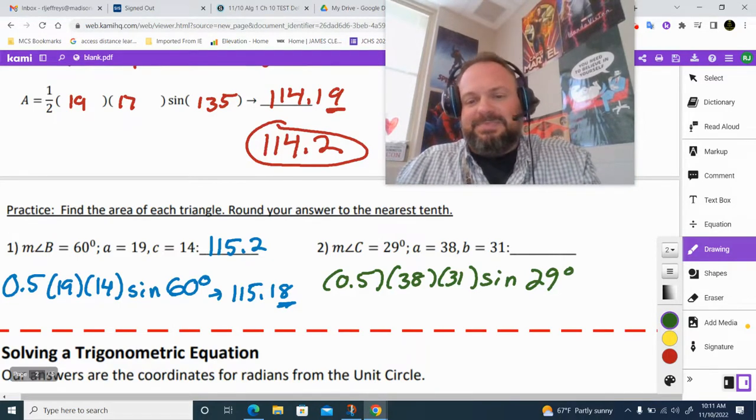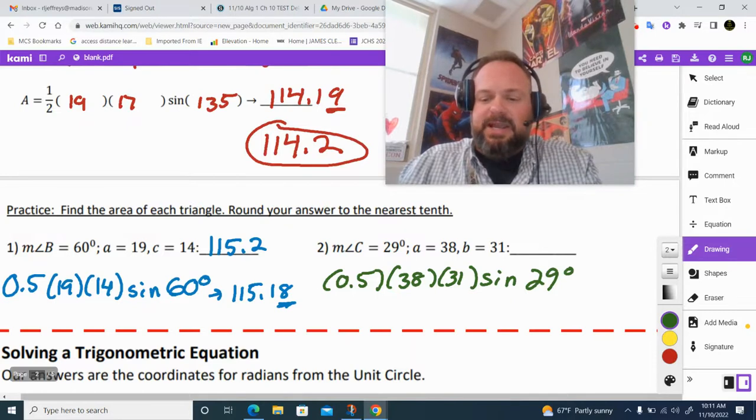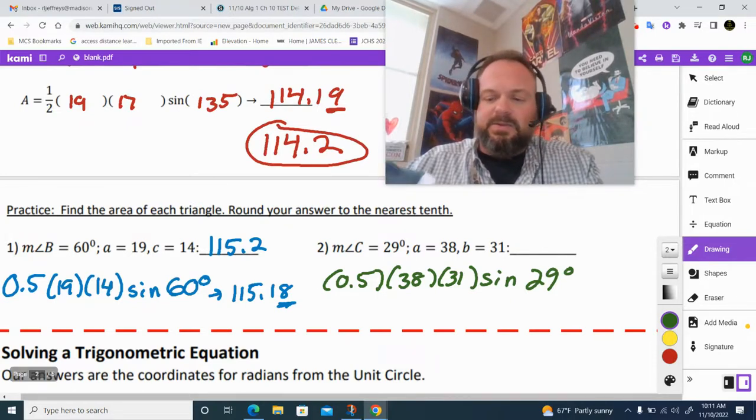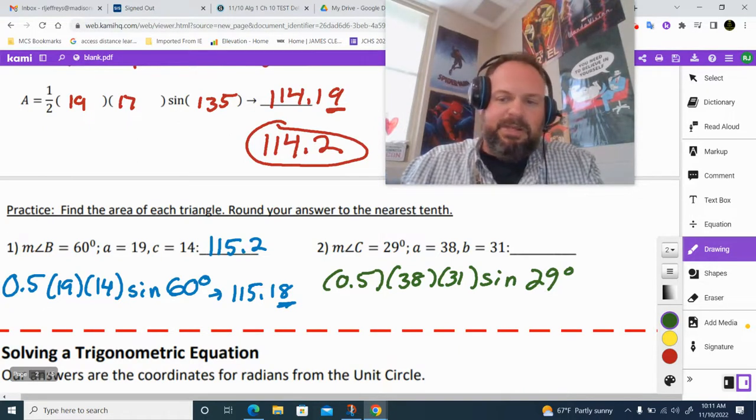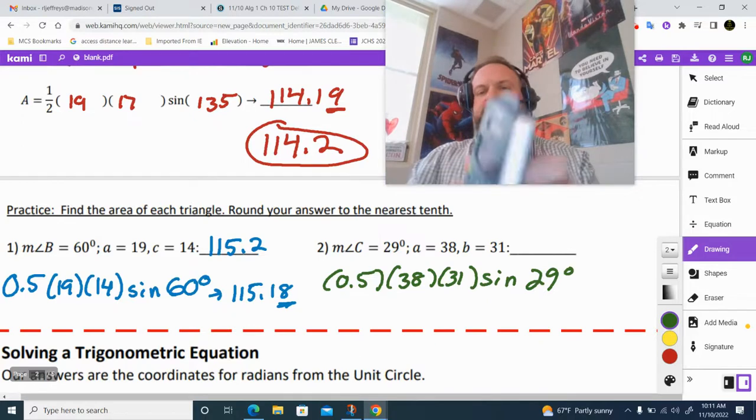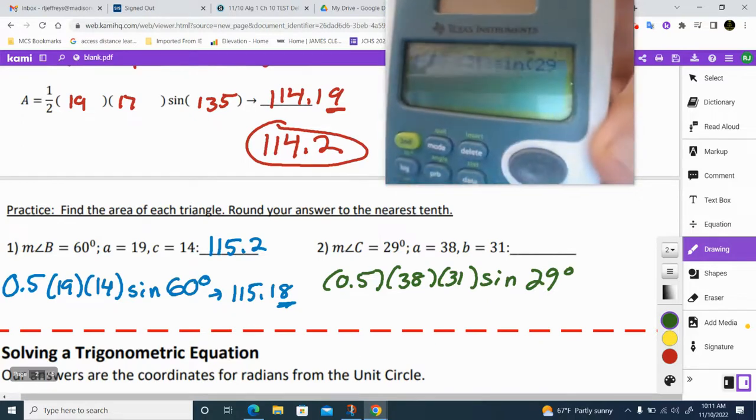Okay, there's our sides, there's our angles. Also, a little thing that you may want to make sure is that your calculator is in degree mode. You can usually see it by it saying DEG.